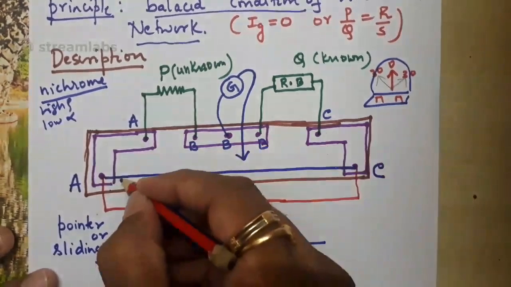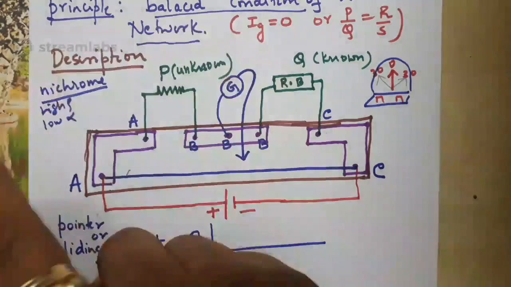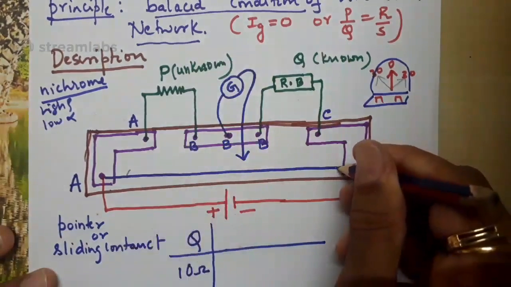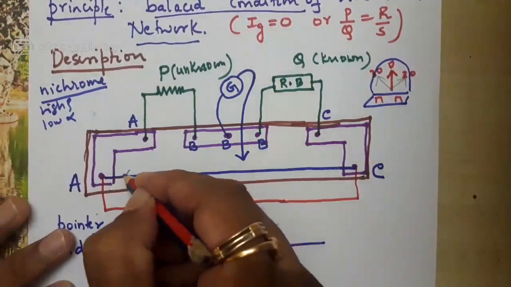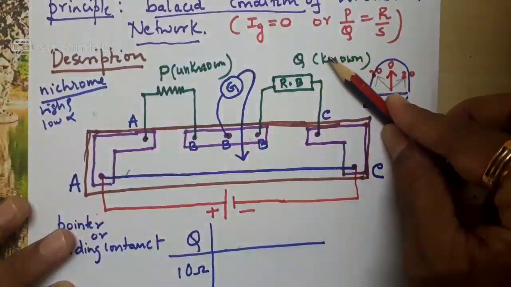When you keep a jockey in contact with the wire near end A, the deflection shown by the galvanometer is to one side, and when you remove the jockey, the deflection will become 0. Again, when you keep the jockey in contact with the wire near end A, the pointer in the galvanometer will show deflection to one side of the 0.